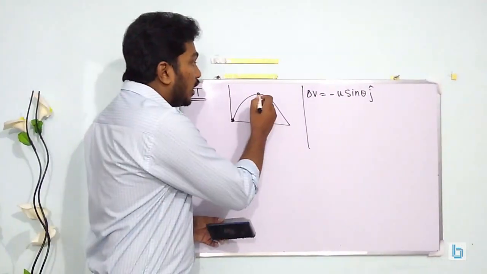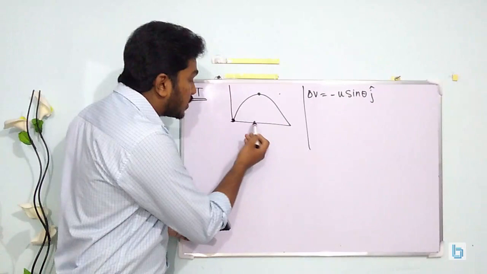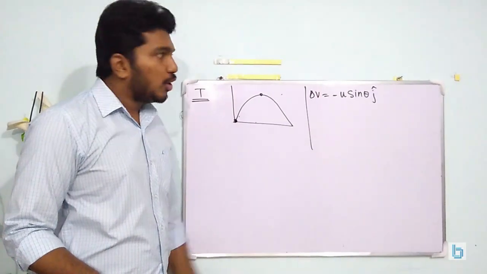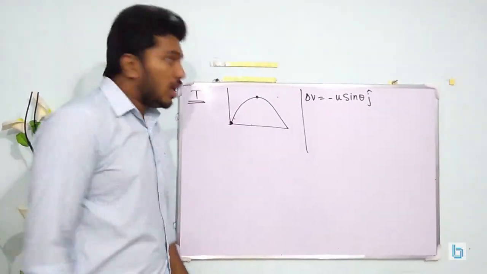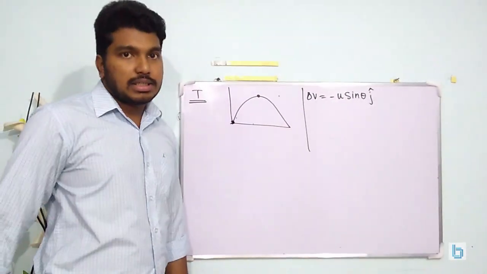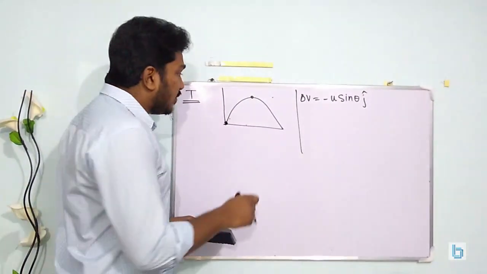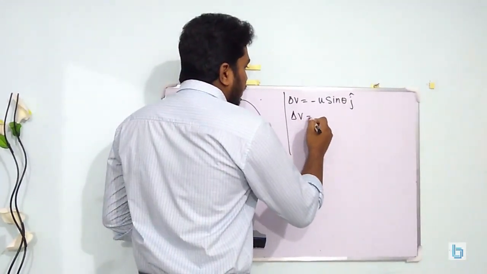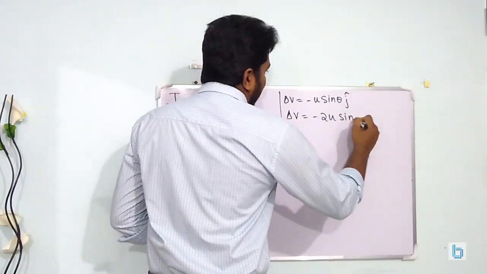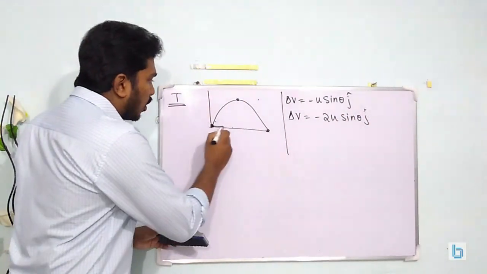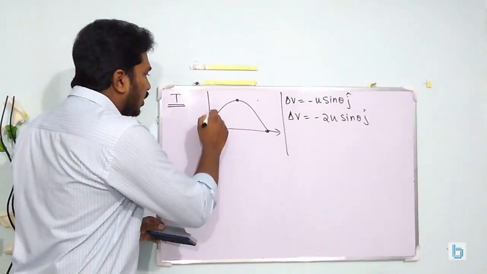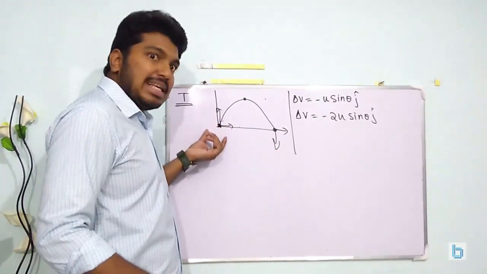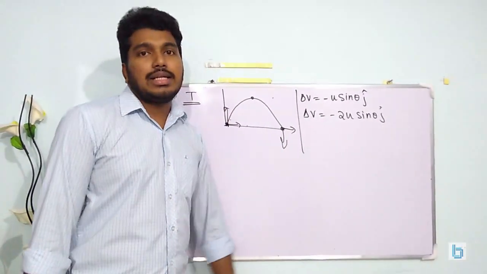Because here only u cos theta is there, and here u cos theta and u sine theta are there. When you subtract it, what do you get? You'll be getting minus u sine theta j cap between the initial point and the maximum height. Now, the change in velocity between the initial point and the point where it hits the ground is given by change in v is equal to minus 2u sine theta j cap. Here horizontal and horizontal get cancelled out. Here vertical and vertical, and that is why final minus initial, so minus 2u sine theta j cap.